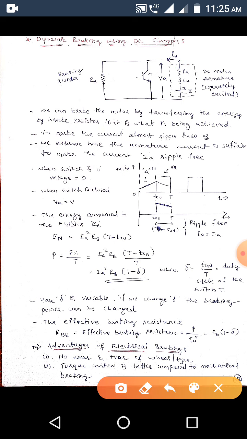Here we can observe that when the switch T has been opened, then there will be no supply voltage in the armature winding. It means the armature voltage is zero here. If the switch T is closed, then there will be some voltage across the armature winding.